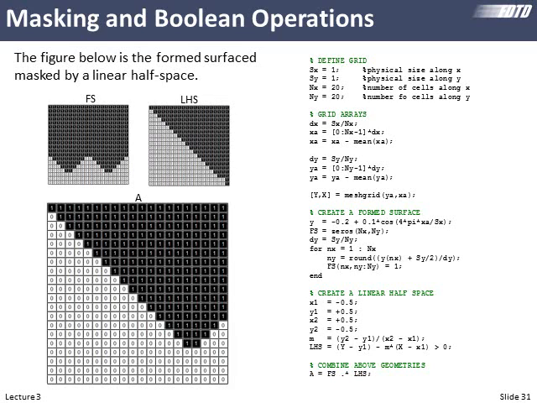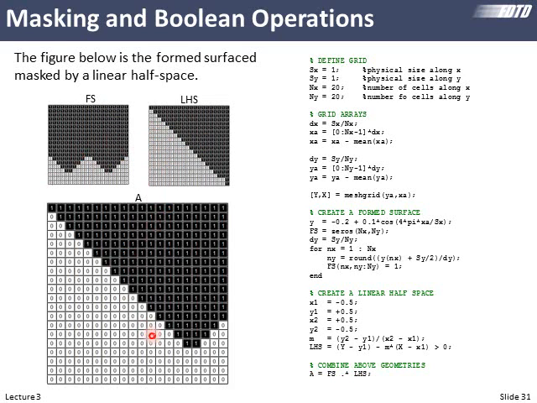Well, it turns out we can combine these to make pretty complex things. Think about making a house. A house is a triangle sitting on top of a rectangle. And maybe you'd put a door in there by removing a rectangle. So imagine creating separate grids. So for example, we have our formed half space. We also have our linear half space. And we could Boolean these together.